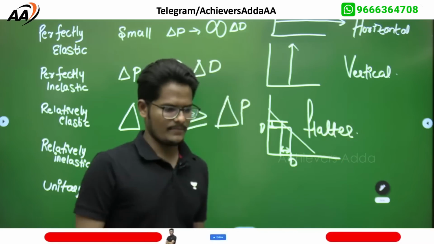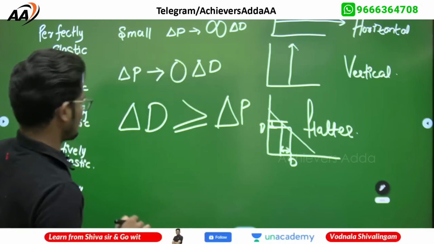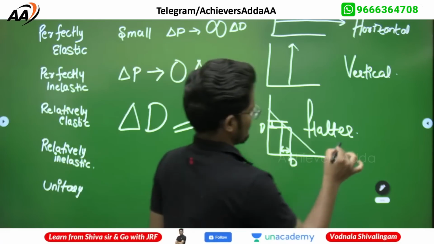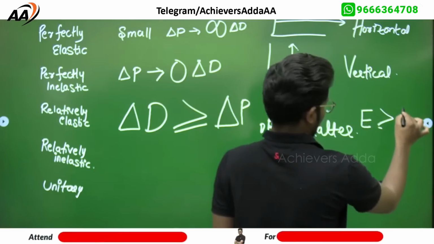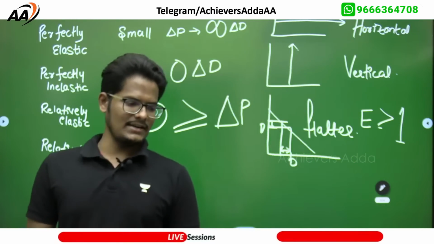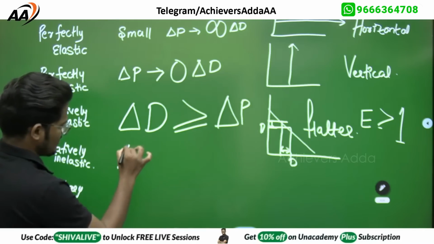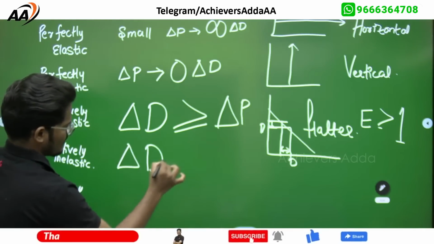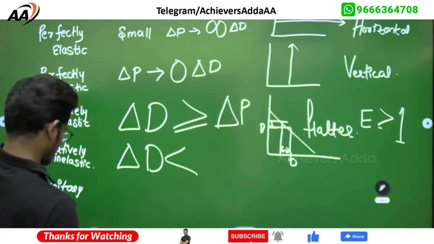This is a flatter curve. Right, next, relatively inelastic in nature. Relatively elastic has elasticity more than 1, and relatively inelastic has elasticity less than 1. Proportionate change in demand is less than the proportionate change in price.